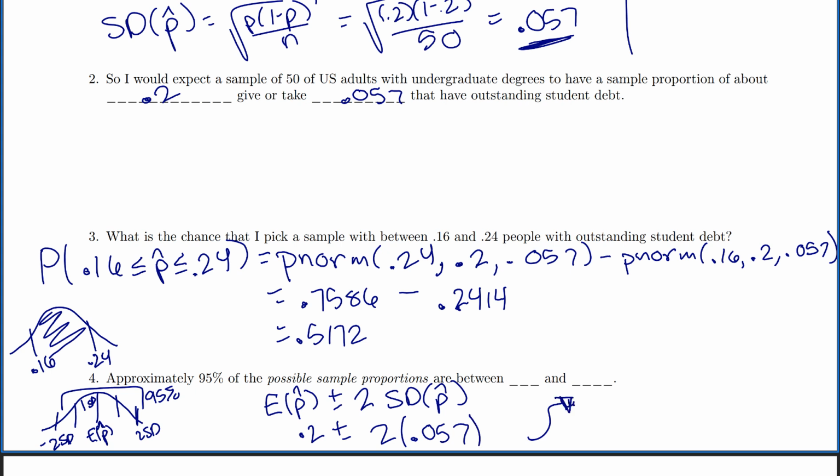And that should give me 0.087 to 0.313. So 95% of our possible sample proportions will be between those two values.